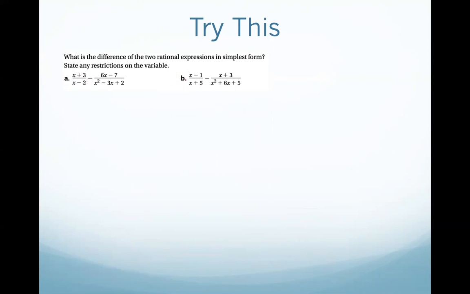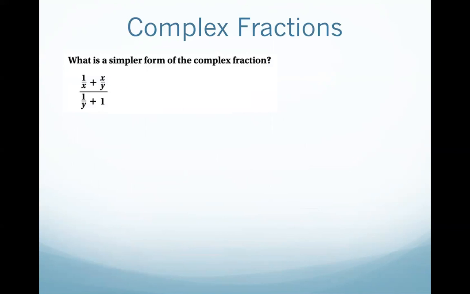Our last example here is complex fractions. Complex fractions means a fraction within a fraction. And the process for this is that this symbol divides by, we're going to actually write it as a division. So we have the numerator divided by the denominator. It's very important to use parentheses here. We have 1 over x plus x over y in parentheses divided by 1 over y plus 1 also in parentheses. We're going to look at this as two addition problems and then the division problem.